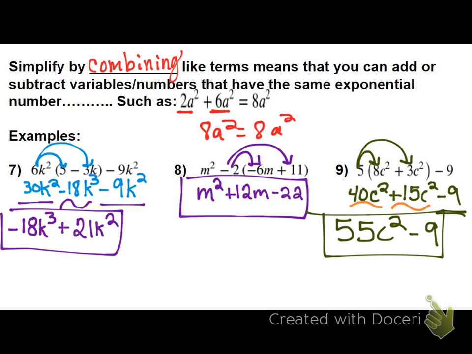So we are going to stop there. I know we have 3 more example problems. We just won't have time to finish them.